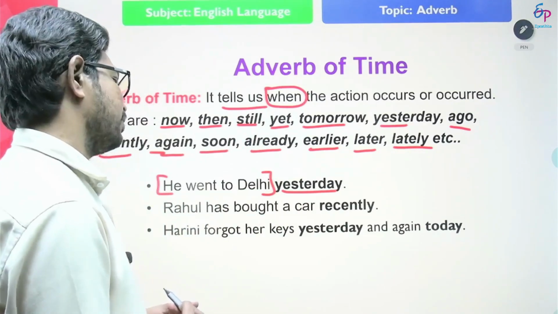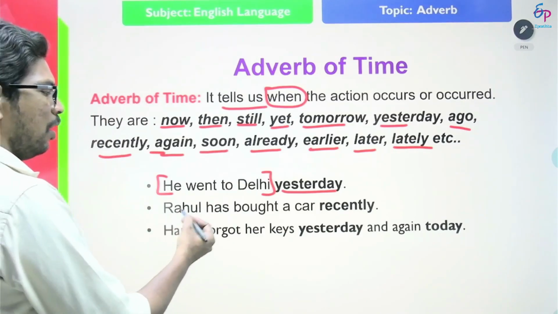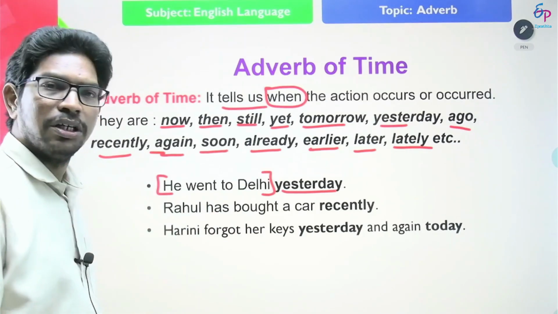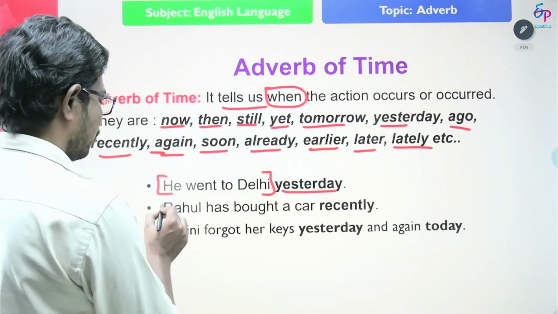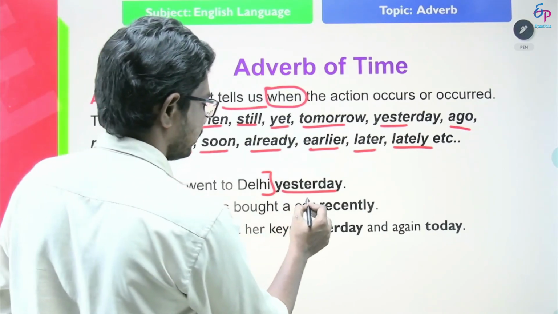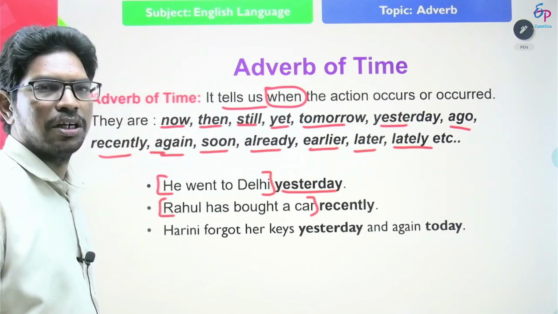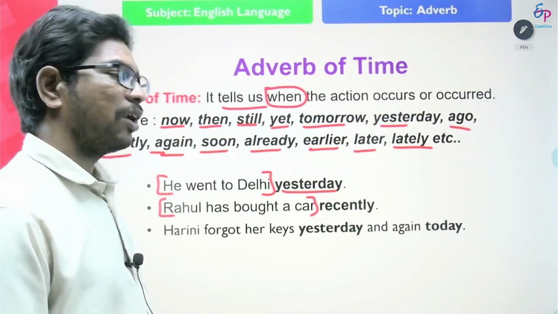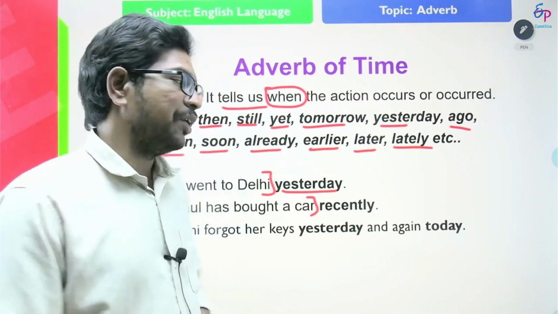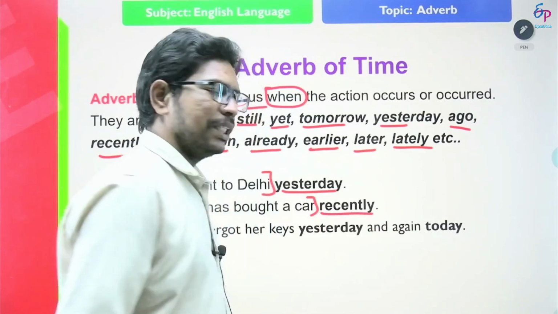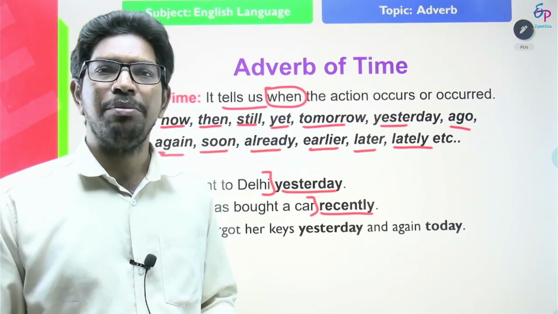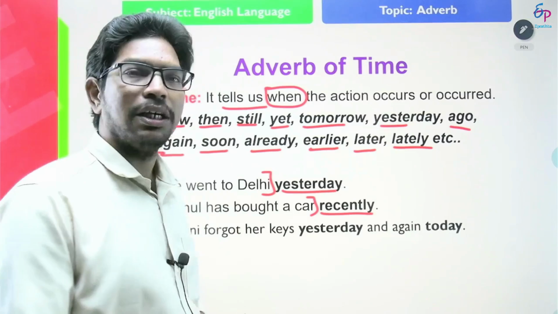Look at another example. Rahul has bought a car recently. Rahul has bought a car is a statement. That means that action occurred. Rahul has bought a car. When did he buy a car? Recently. The word recently is an adverb of time that is showing when he bought.